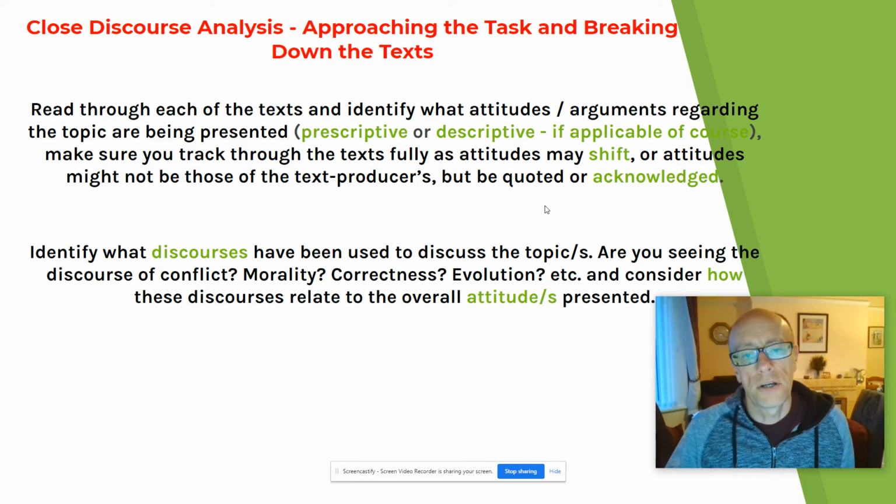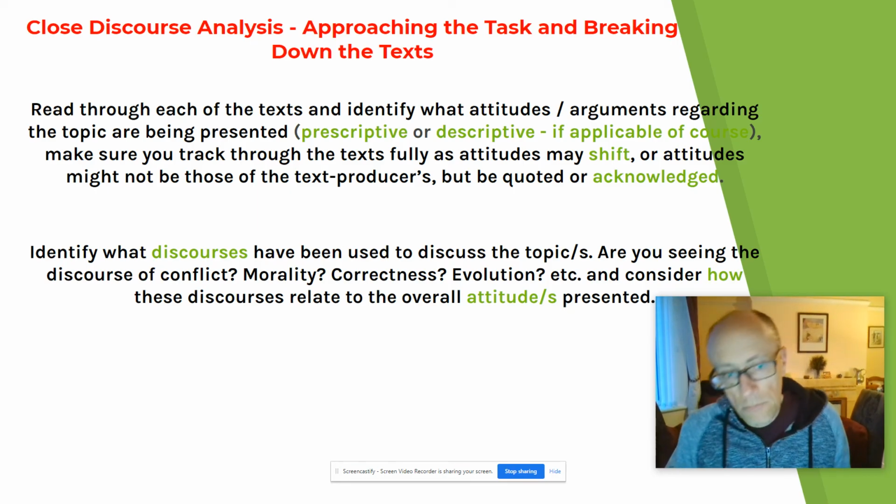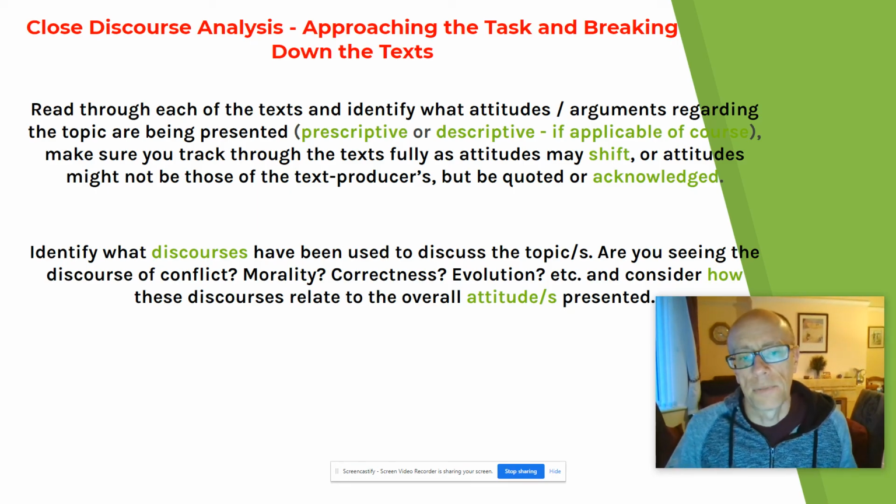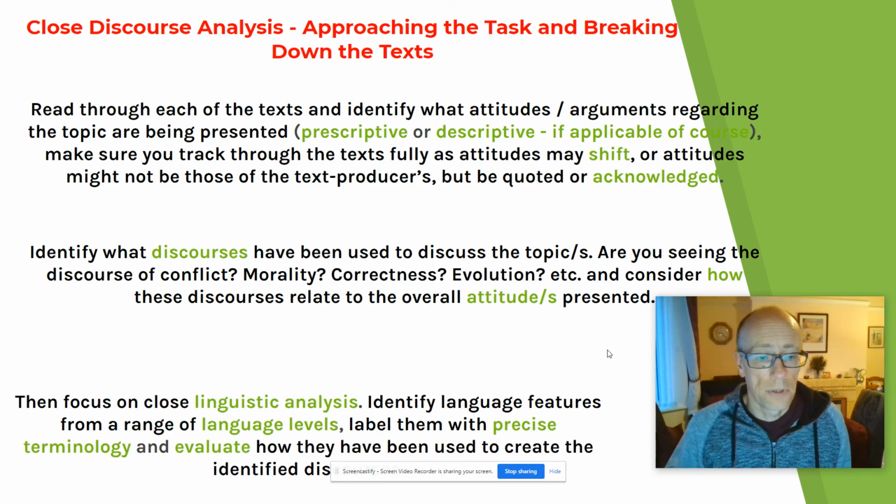You're also identifying the discourses. So what sorts of different discourses are you spotting? Are you seeing things like conflict or morality or correctness or evolution? And when we say discourses, if you're struggling to get a handle on what that means, just think semantic fields. So discourses are kind of extended semantic fields, ways of arguing. So how do the attitudes that we've had in this bit here relate to these discourses which are being put forward?